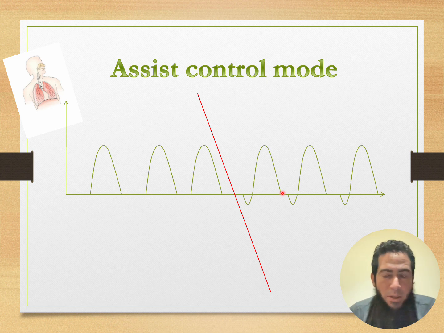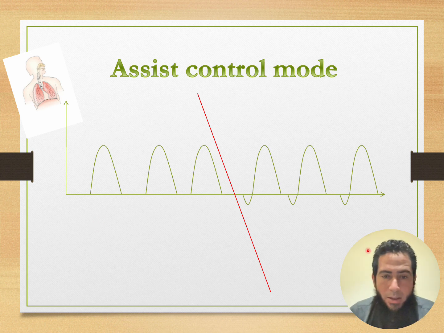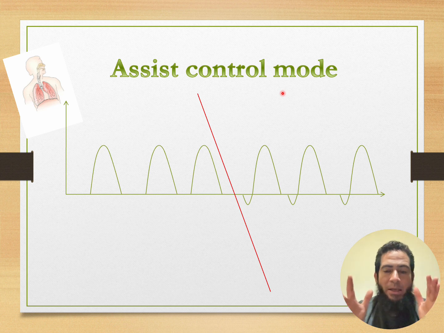if this is assist control volume control. Assist control can be volume control or pressure control, so it's the same: either alternation of mandatory volume and assisted volume, or mandatory pressure and assisted pressure. Assist control is the most common mode we put newly intubated patients on, and it's the default mode available on all the portable ventilators we use in A&E.